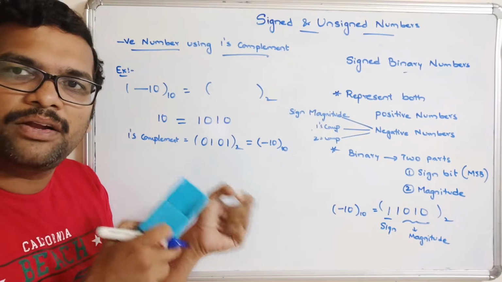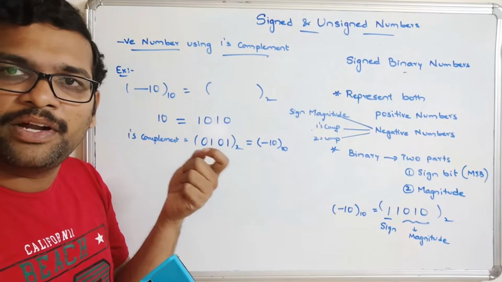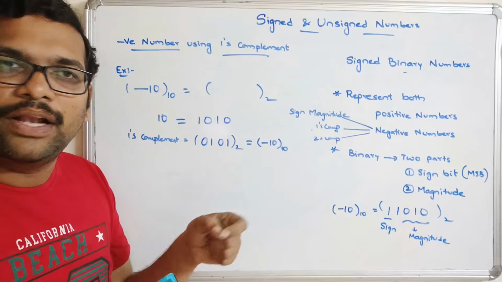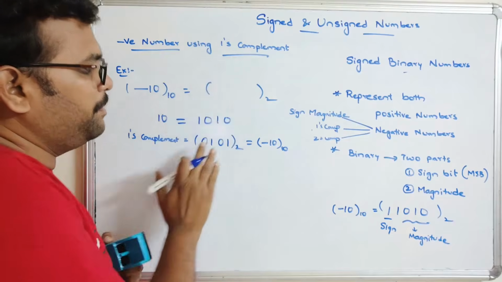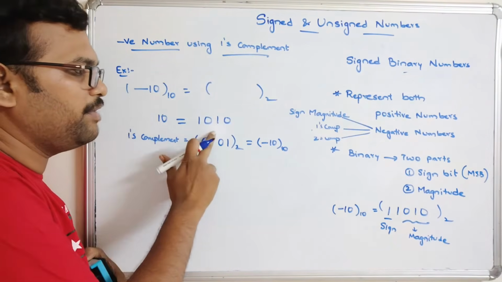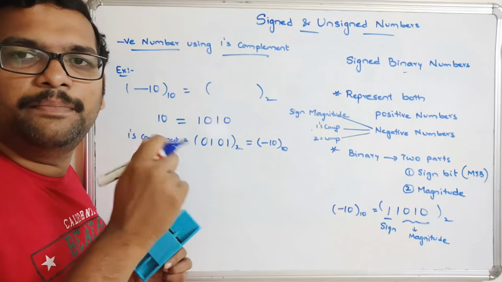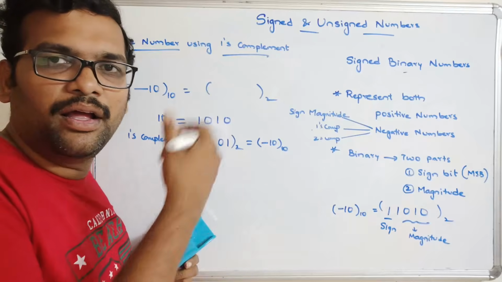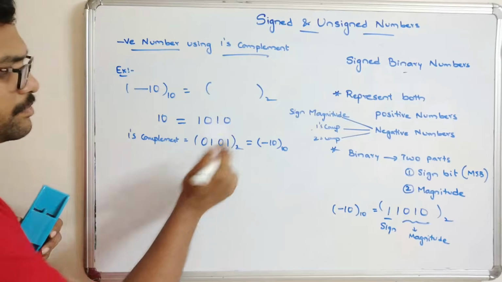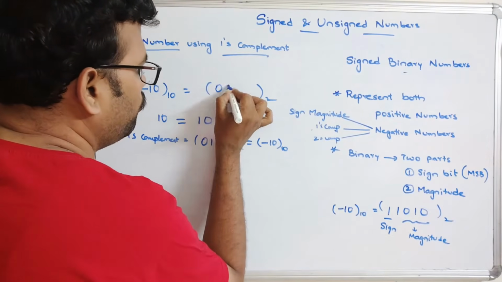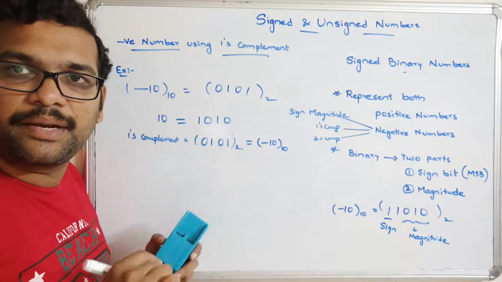That means the 1's complement of a positive number will give the negative value. So a negative number can be represented using 1's complement by just taking the positive number and finding the 1's complement. 1's complement means just inverting the bits. If it is 0, we have to consider it as a 1, and if it is 1, we have to consider it as a 0. Then this will be the result, 0, 1, 0, 1. So this is the minus 10 representation.